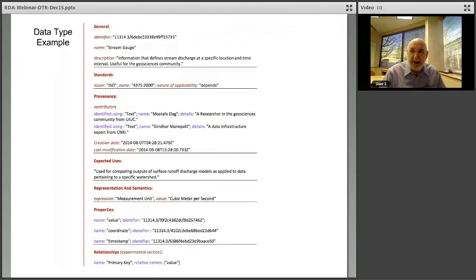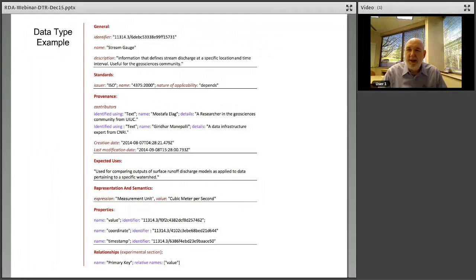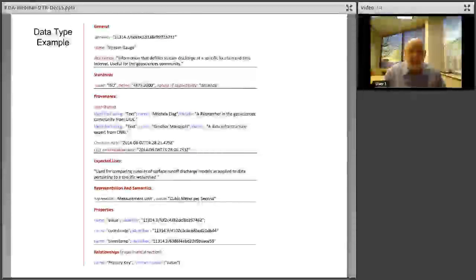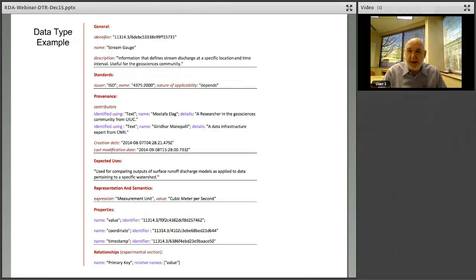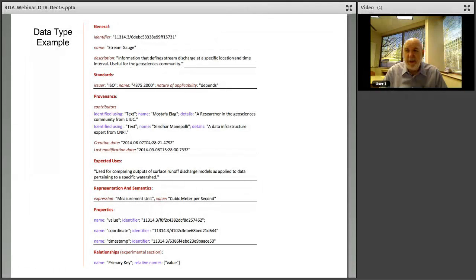expected uses. That is, this would be a way to get a data set. This would identify a data set that measured the rate of flow in a moving body of water at some specific location over some specific time, and it would give you a flow rate. This is a common thing in hydrology, but it's done differently by different folks, and this would be an attempt to make all of the data sets resulting from such measures understandable.